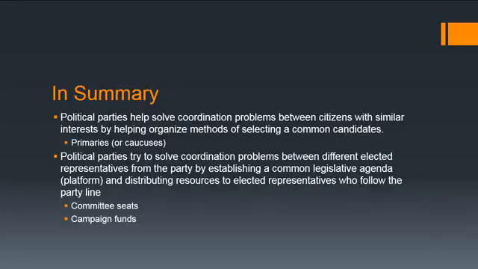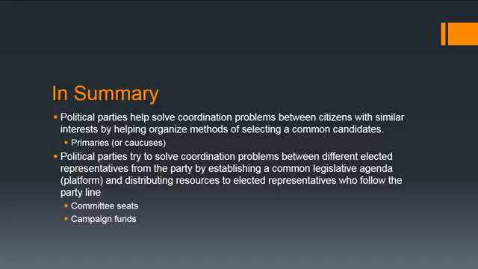So, let's summarize. Political parties help solve coordination problems between citizens with similar interests by helping organize methods of selecting common candidates, for example, primaries or caucuses. Actually, in this case, a caucus is different from the caucus that we talked about in this lecture. A caucus is a group of people that get together and talk about who they're going to vote for before they vote. Some states do that instead of primaries. It's still very democratic, it's still close to the people, but there's more conversation involved. So Iowa has famous caucuses, for example.